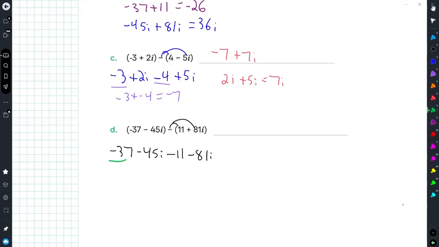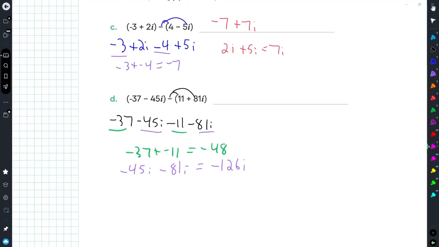All right, then the last one, again, we need to make sure we distribute that negative. And then add up our real parts. Negative 37 plus negative 11, that's negative 48. And then negative 45i minus 81i is negative 126i. So again, this complex number is going to be negative 48 minus 126i. So adding them is really easy. You're essentially combining like terms. You add your real parts and your imaginary parts together.